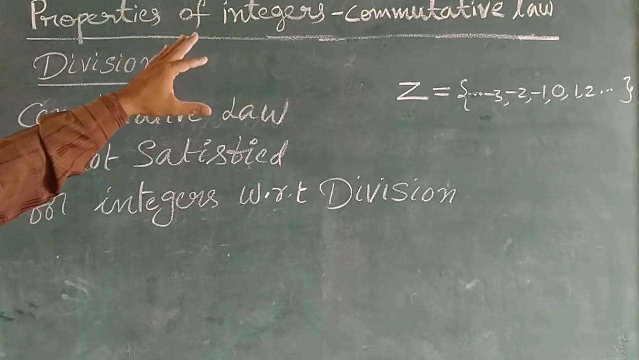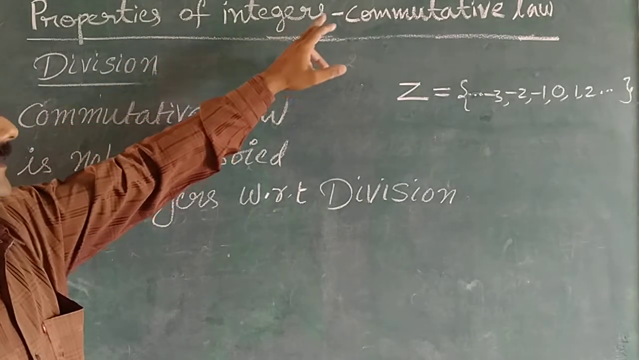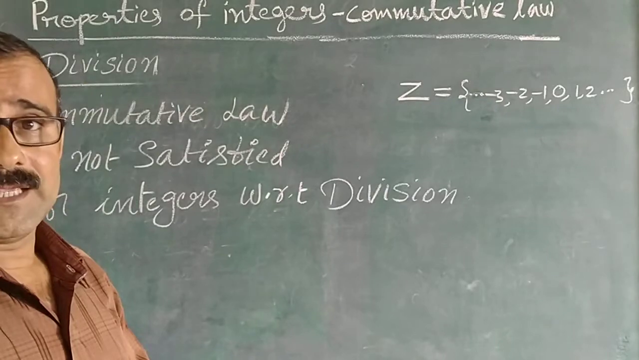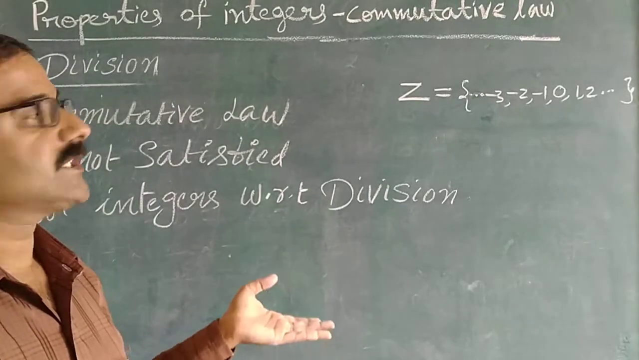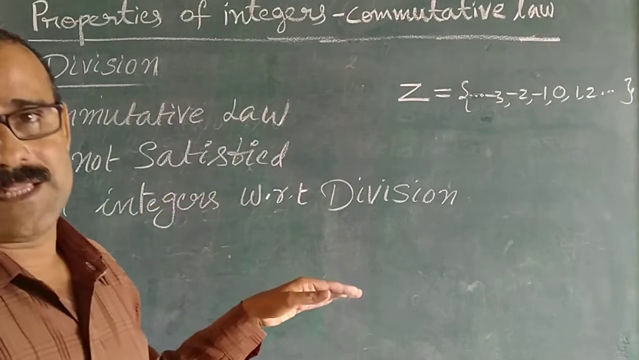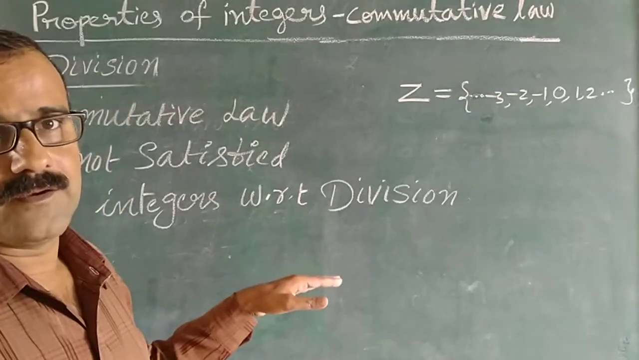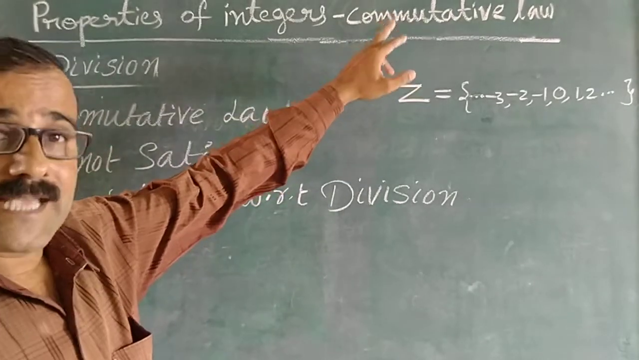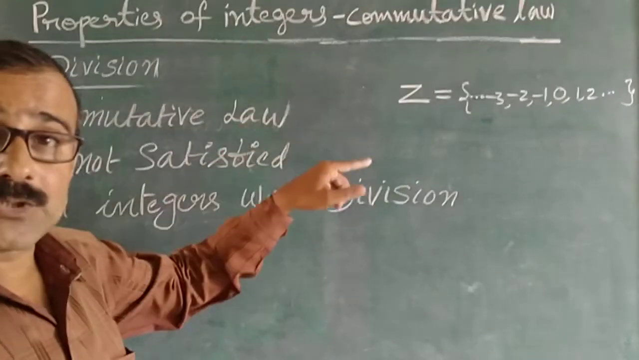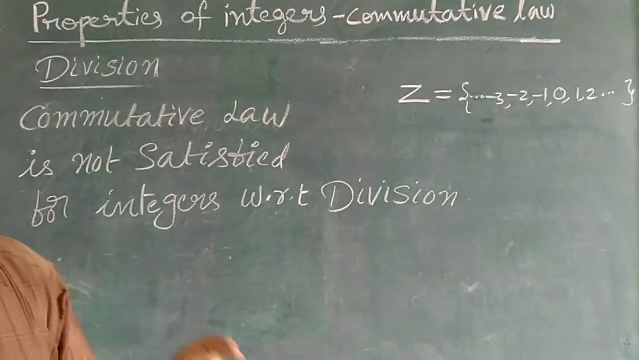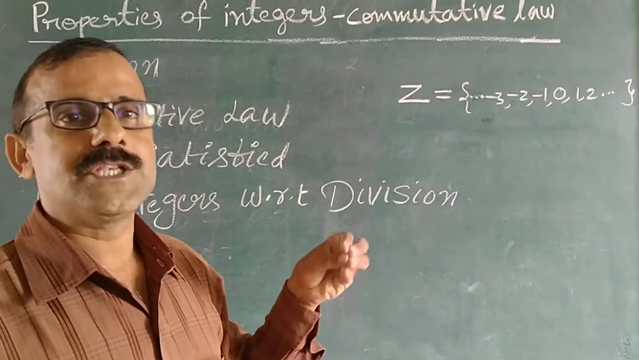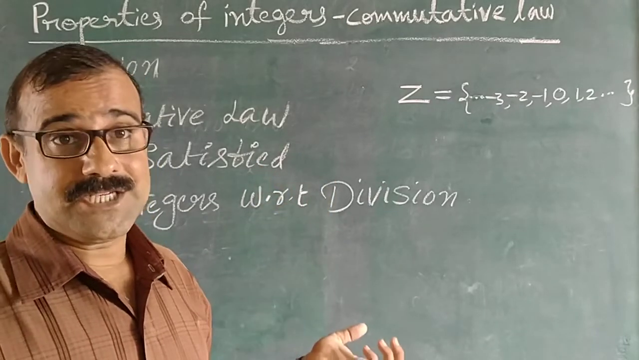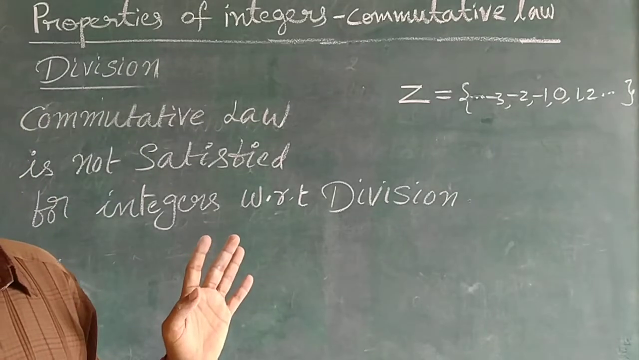So up to now we discussed properties of integers, commutative law with respect to addition, subtraction, multiplication and division. From that, addition and multiplication are satisfied for integers with respect to the commutative property. But the commutative property is not satisfied for integers with respect to what? Subtraction and division.